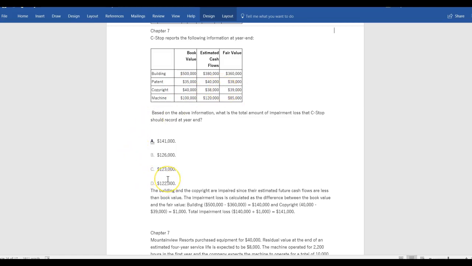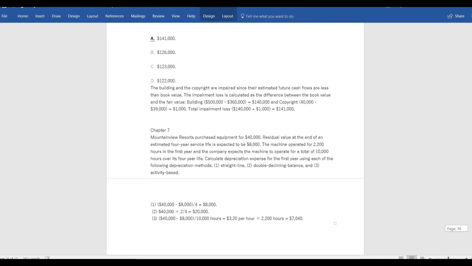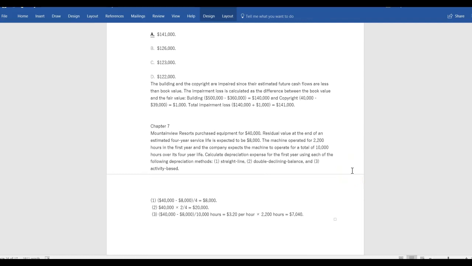So both the building and the copyright are impaired, and we calculate the loss by the book value minus the fair value. So the building has a loss of 140, the copyright has a loss of 1,000, so the 140 plus the 1,000 gives us our impairment loss. So you're going to have scenarios similar to this, and you're going to need to know how to calculate the impairment loss. The last question relates to depreciation.